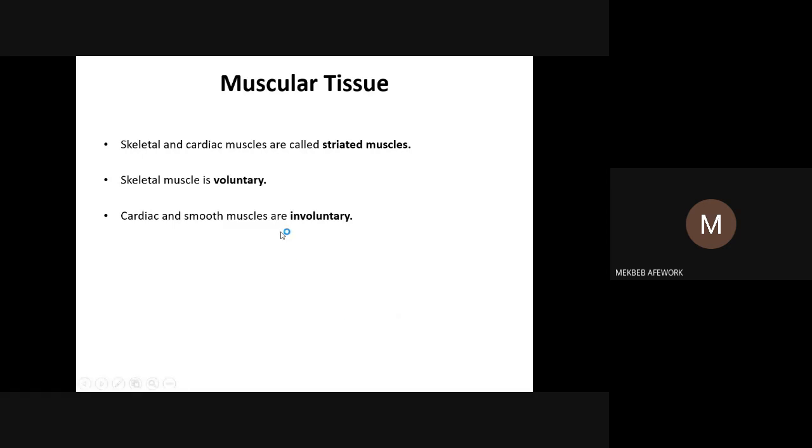Skeletal and cardiac muscles are striated because we can see striations under light microscopy because of arrangement of their contractile elements in a banding type of manner. These are striated as opposed to the smooth, which is not revealing such striations. Skeletal muscle is voluntary, whereas cardiac and the smooth muscles are involuntary.